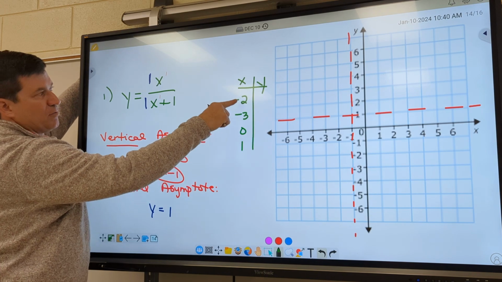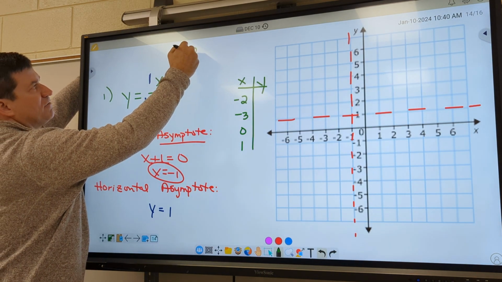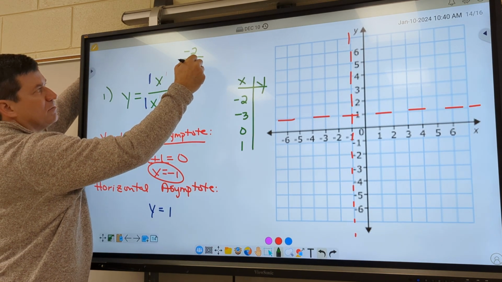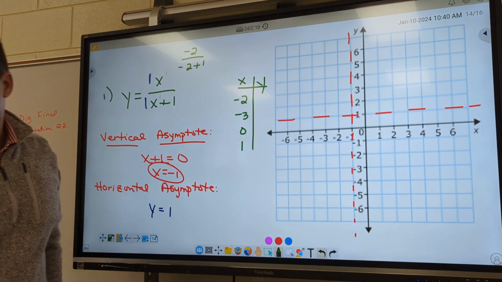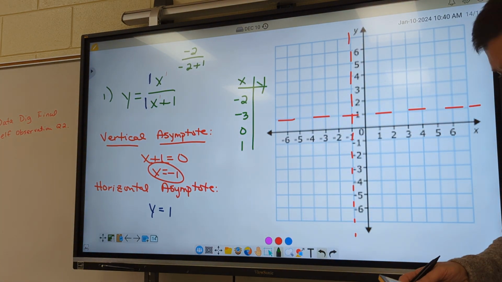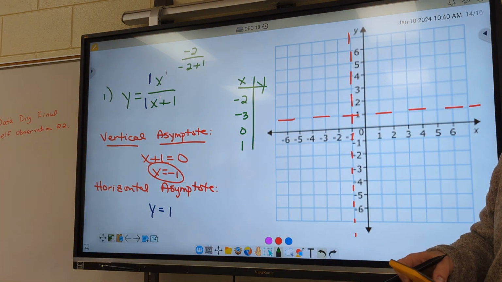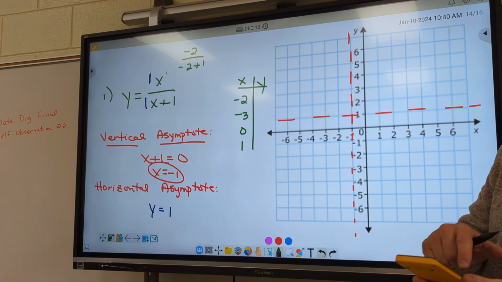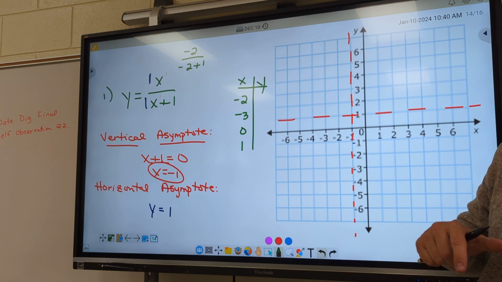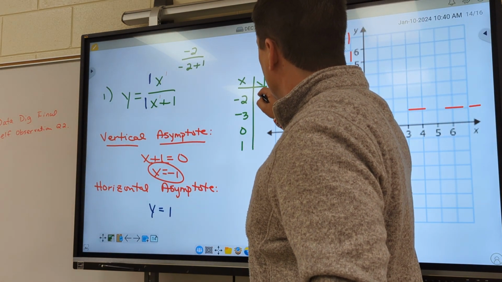So that wants to plug in -2. So I'll have -2 on top, and then right here I'll have -2 plus 1 on the bottom. Punch that in your calculator. Let's see what we get. If you can do it in your head, great. Fraction button. -2 on top. I got +2 for that answer.